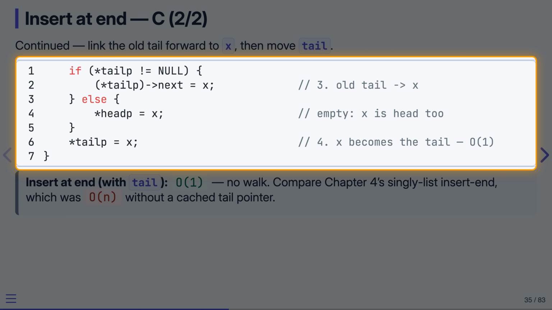Here is the second half. If tail is not null, the list already had a last node, so we set that old tail's next to X. It now points forward at our new node. Else the list was empty, and then X is the only node, so it is the head as well, and we set head to X. Finally, we set tail to X, so the new node becomes the last node.